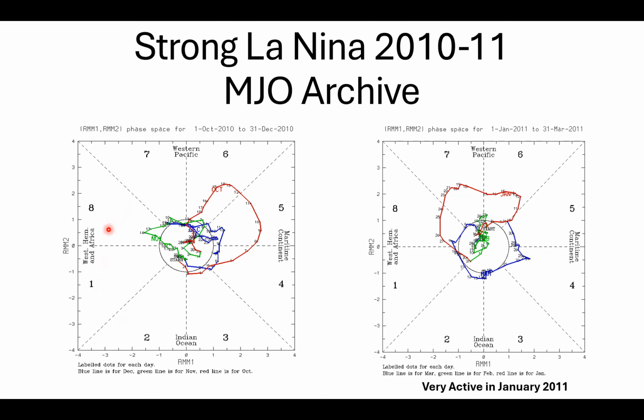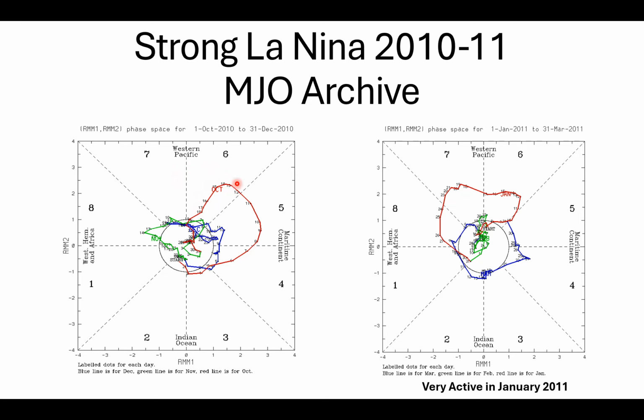Whenever you have the MJO and enhanced convection in the Western Hemisphere in Africa, you're in MJO phases 8 and 1. Whenever the MJO and the enhanced convection is in the Indian Ocean, we call that MJO phases 2 and 3. Whenever the enhanced convection and MJO are in the maritime continent area around Australia, we call that phases 4 and 5. And whenever the MJO and enhanced cloudiness and precip are out in the Western Pacific, which generally correlates to MJO in phases 6 or 7.